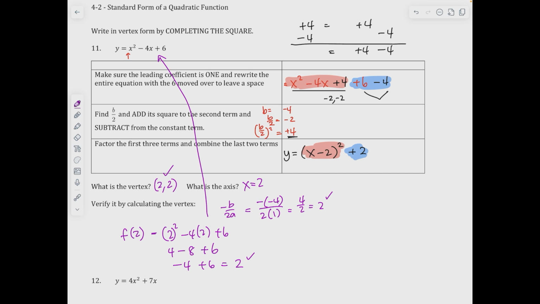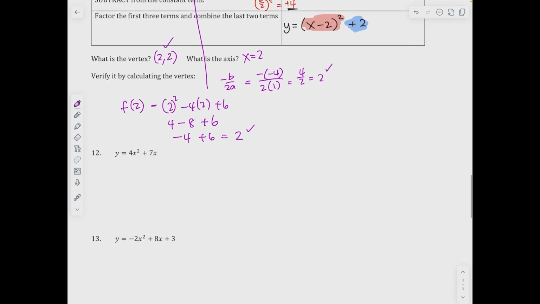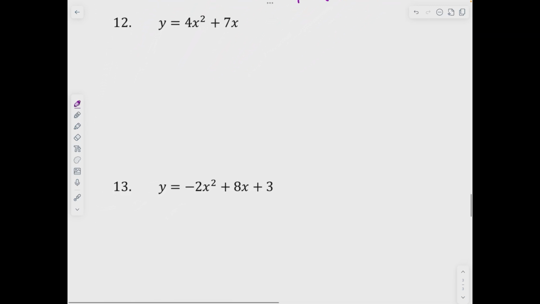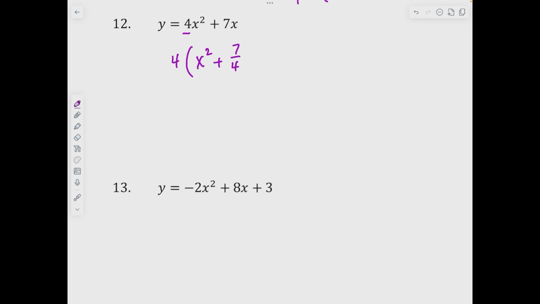Okay, now the slightly more complicated ones are when you have to factor things out. For example, if you take a look at number 12, we don't want the 4 there. So what we would have to do is factor out the 4 by dividing it. So when you divide by 4, that leaves you here.